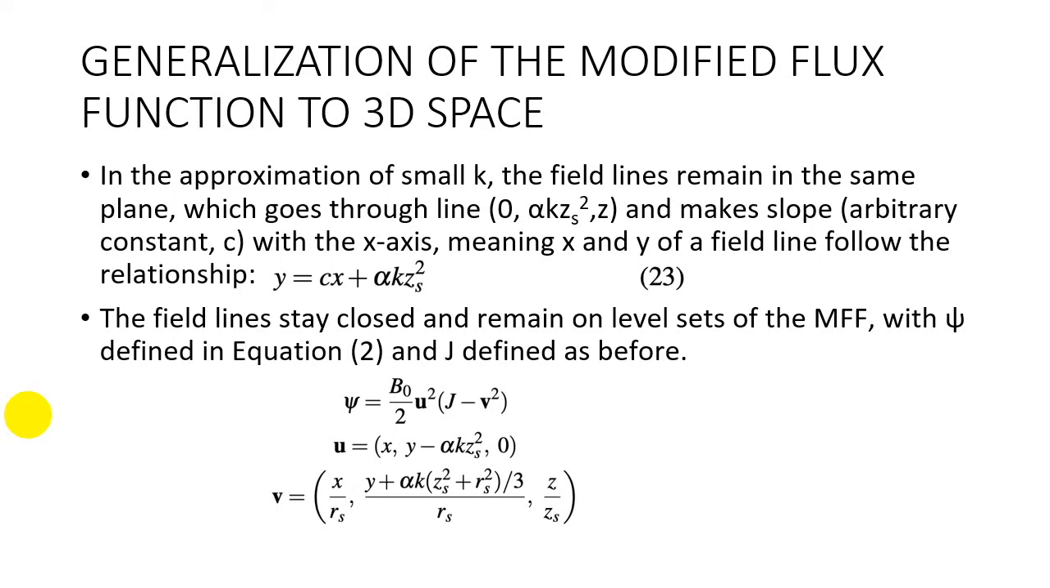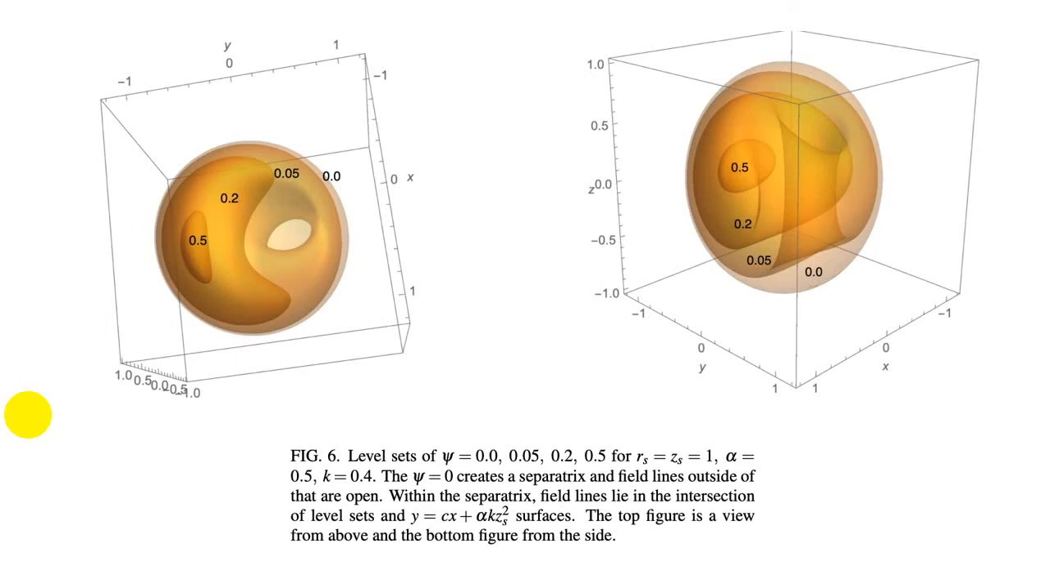We can see the picture. As you can see, you get the field lines by taking an intersection that goes from here to here and here to here. In the paper that they published, they made use of these pictures as the central picture of the paper. I wasn't intending on that, but yeah. This is how the modified flux function looks, and you can see there's also a separatrix here, right?